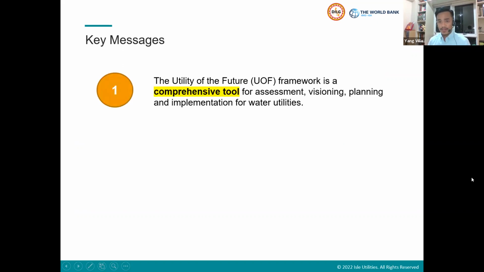So to summarize this first section, what I really want to impress upon you is that the UOF framework that we have co-developed with the World Bank is a comprehensive tool for assessment, visioning, planning, and implementation for water utilities of all sizes. And I mean to show you some examples in the next few slides. Please do visit the World Bank website to learn more about the UOF. You can download the toolkit for free. You can start implementing your own diagnostic assessment. And if you have any questions, please feel free to reach out on how to use the UOF toolkit.